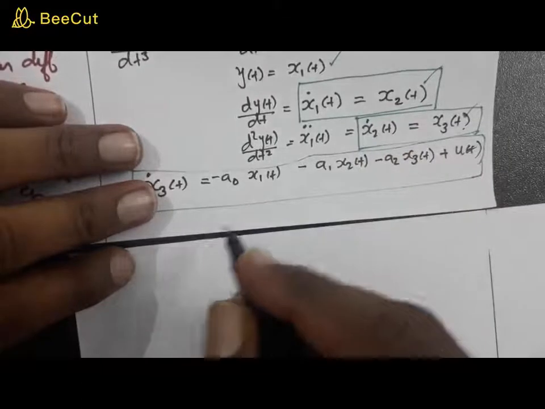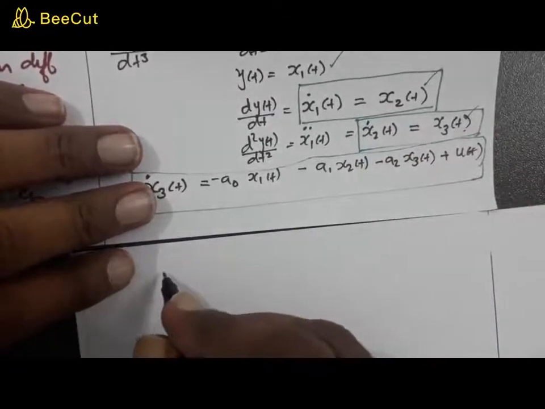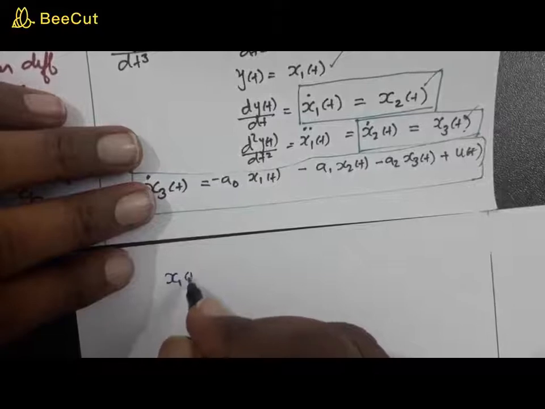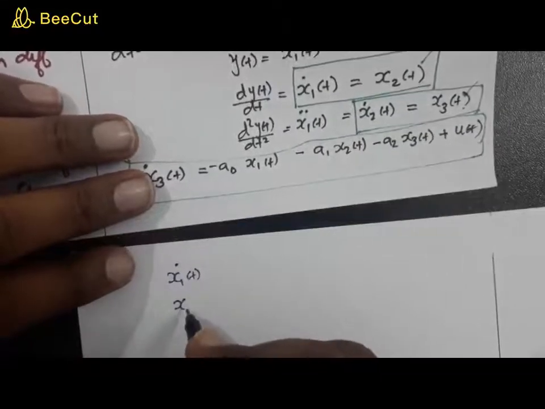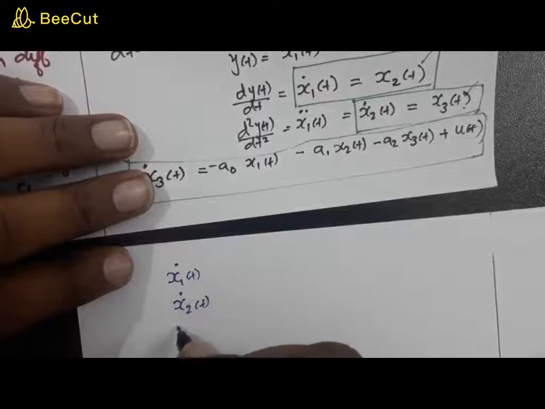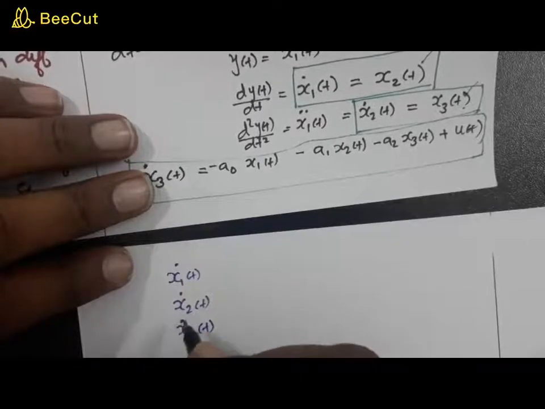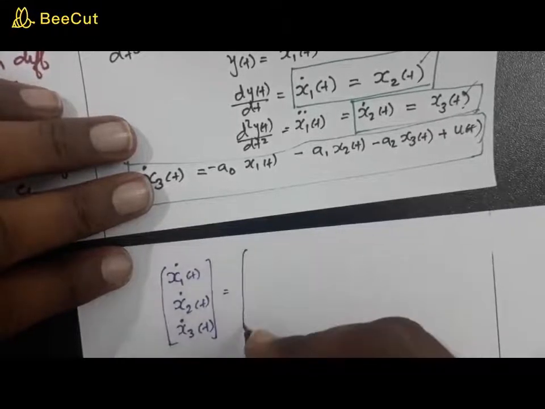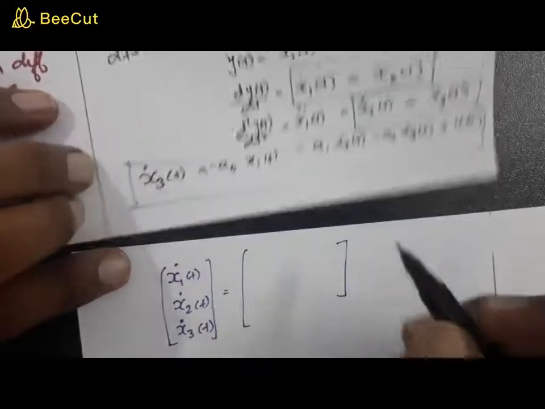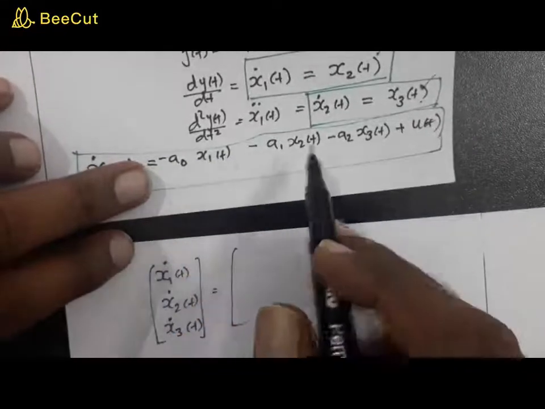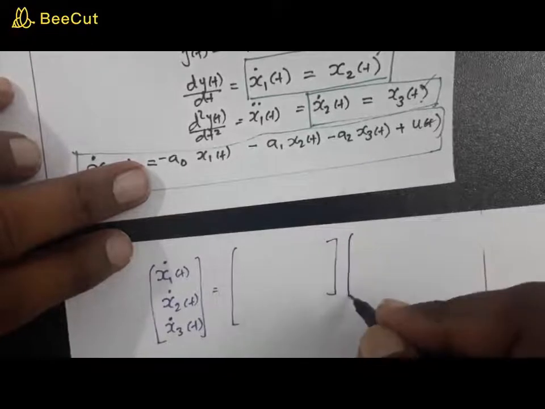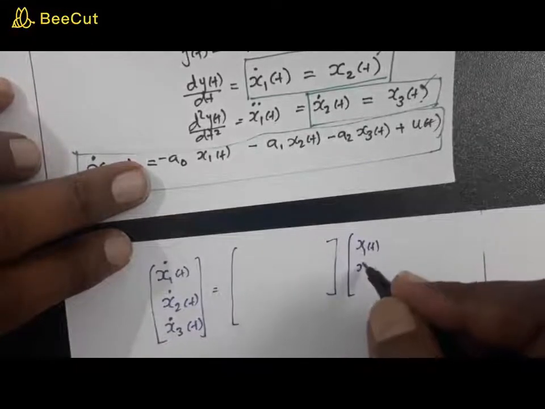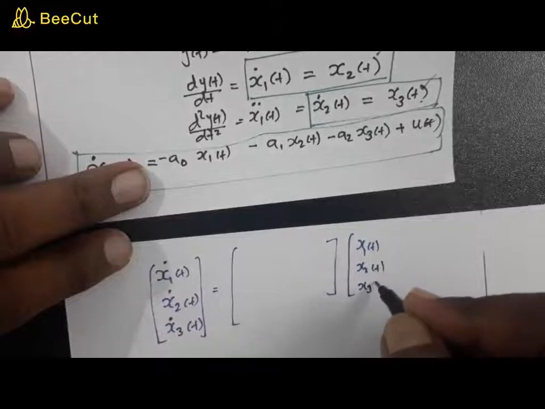Now look at this set of equations which we have derived. From this you can convert it into a matrix equation of the form x1 dot of t, the second row will be x2 dot of t, and x3 dot of t. This is equal to, coming to the last equation, you can see that this is a combination of x1 of t, x2 of t, and x3 of t. So you can have a column matrix like this, x1 of t, x2 of t, and x3 of t, right?